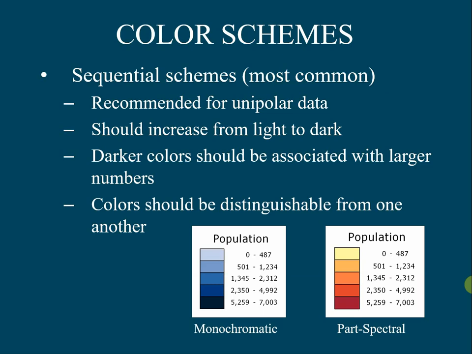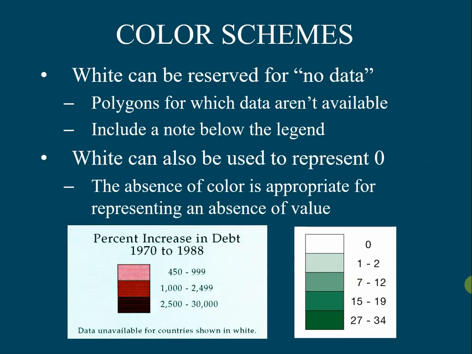Sequential schemes are going to be the most common type of color scheme that you use. Again, they're recommended for unipolar data. They should increase from light to dark, and darker colors should be associated with the larger numbers. Colors should be distinguishable from one another as well. White can be reserved for no data, which would be polygons for which data either isn't available or is just zero. Just make sure you note in your legend what that color means if you use it.